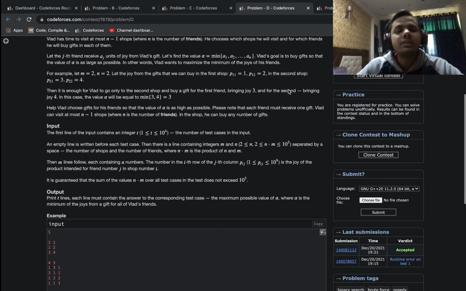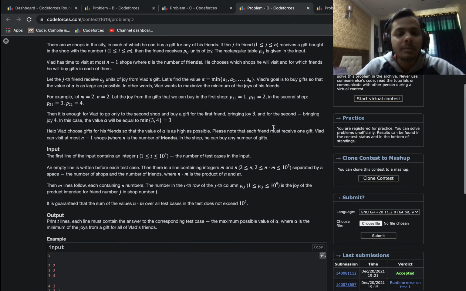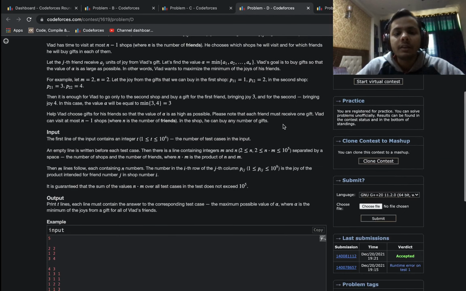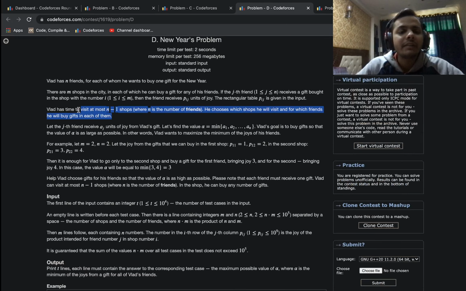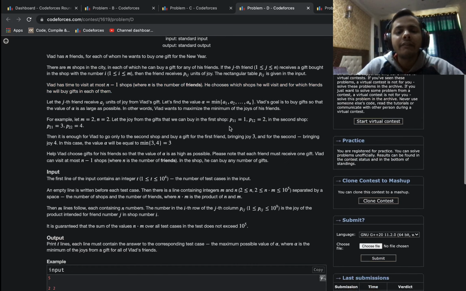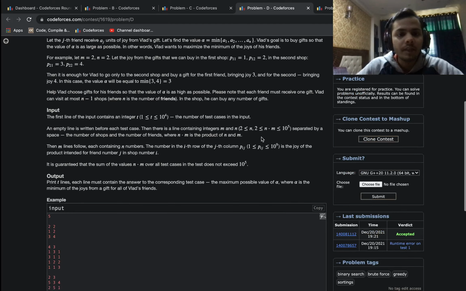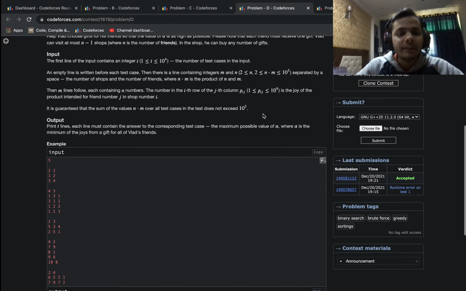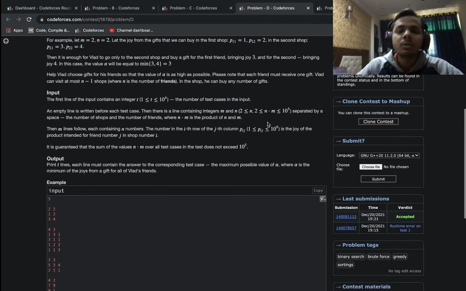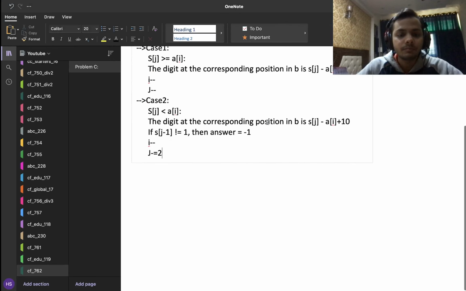I think I've explained the problem statement enough. The only constraint I have here is that I can visit at most n minus 1 shops, and if I do that, I need to find out the maximum value of the minimum joy any friend will get. That is about it. Everything has been provided to me in the input. So let's see how we will solve this problem.